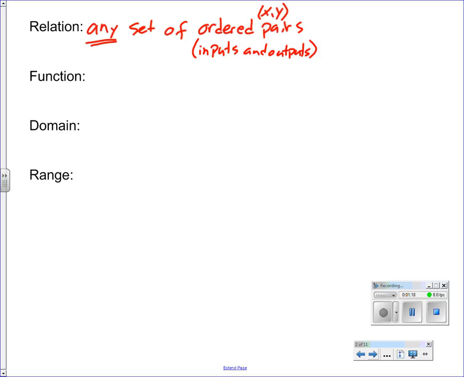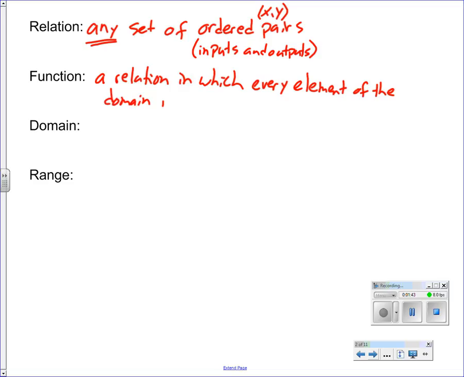A function is a special type of relation. A function is a relation where we have every input paired to exactly one output. The way we say that is, every element of the domain is paired with exactly one element from the range.